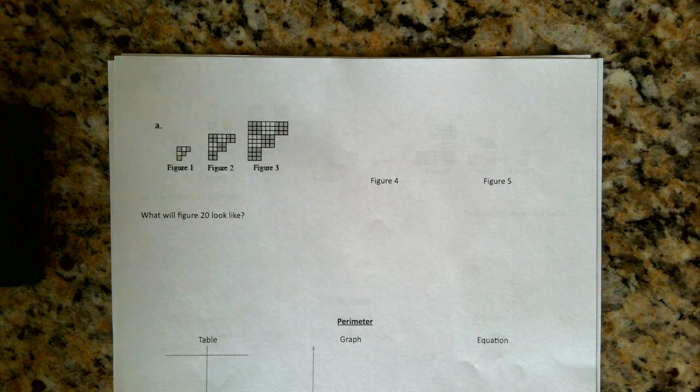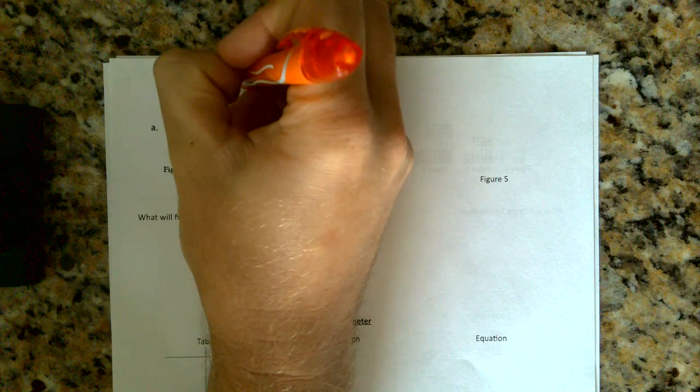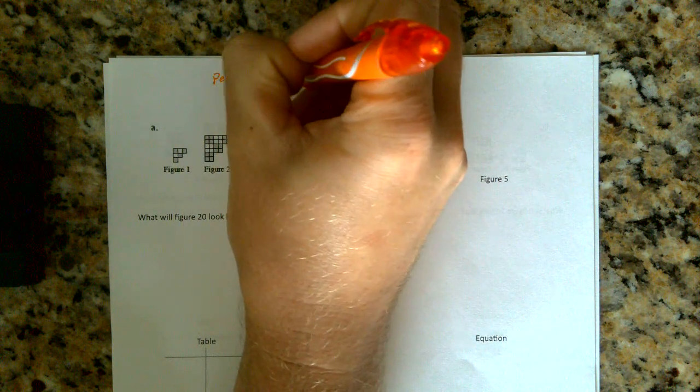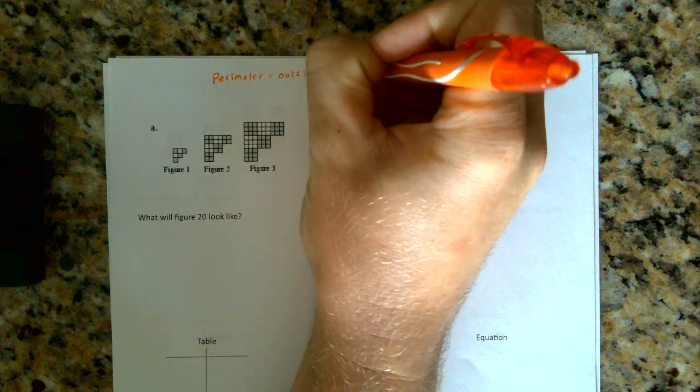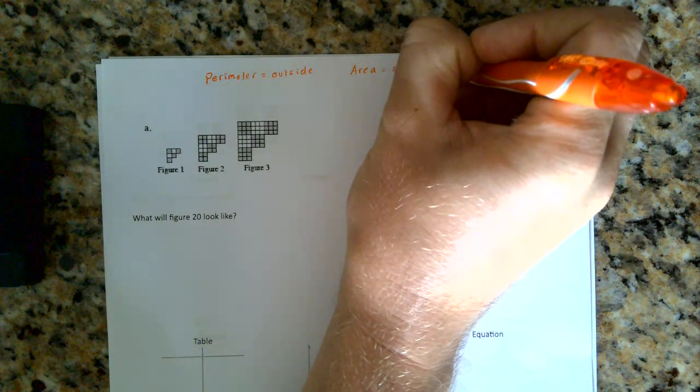Remember perimeter. If you want to write yourself a note, perimeter is the outside figure of this, so the measure of the distance outside. And area is the space that it takes up in the middle. So just make sure that you have that in mind when you're doing this.